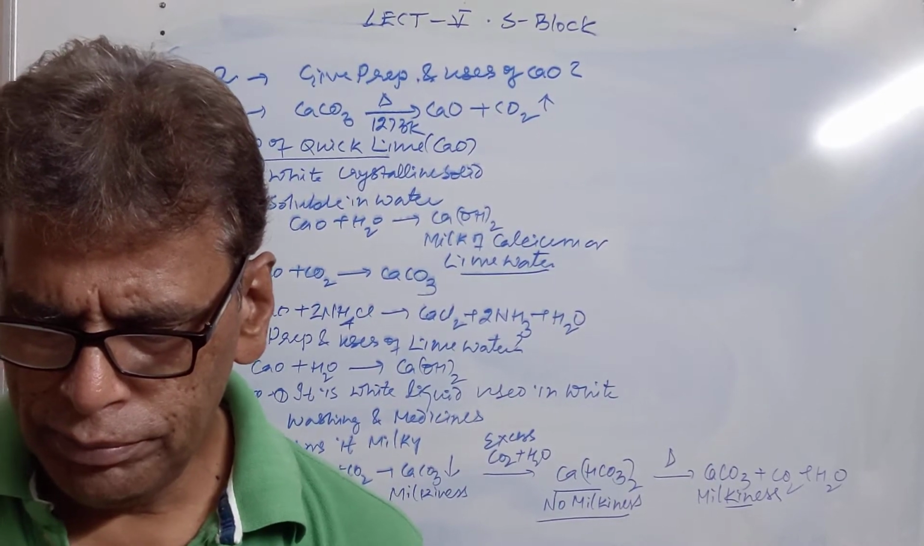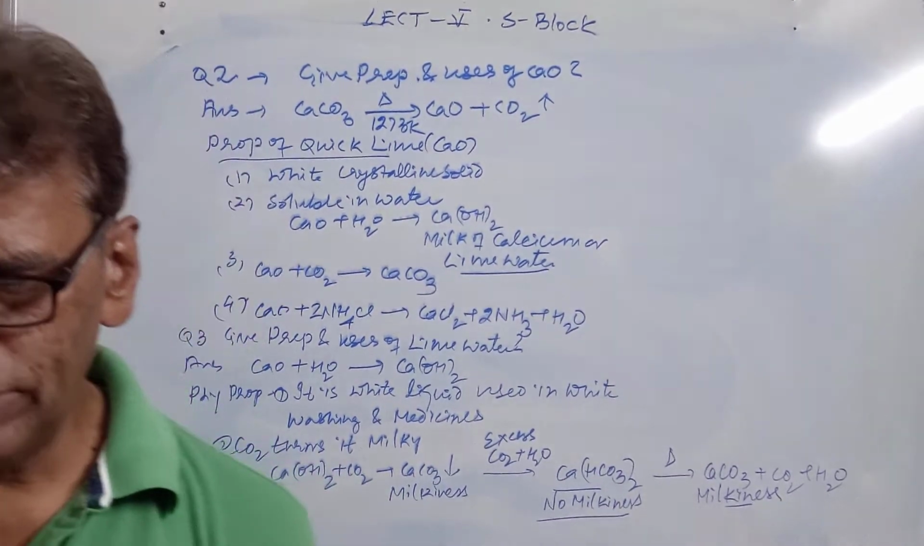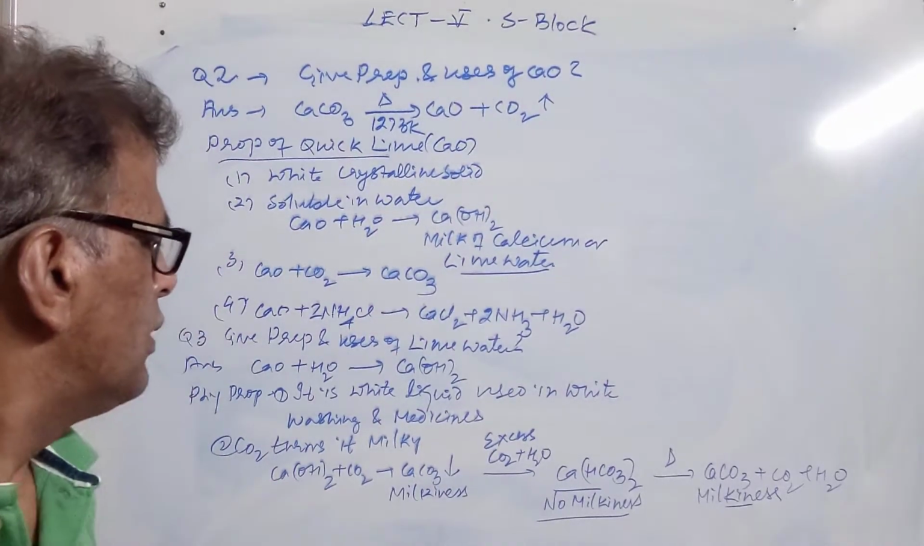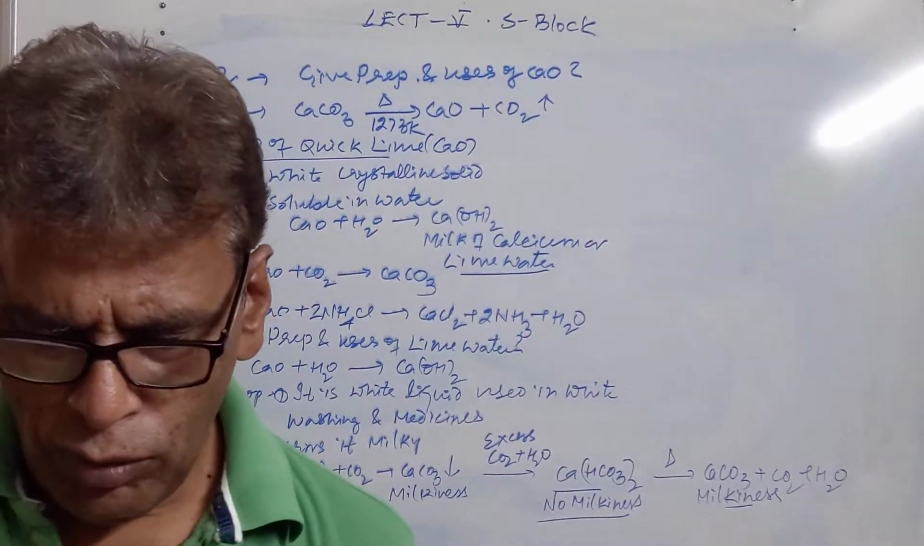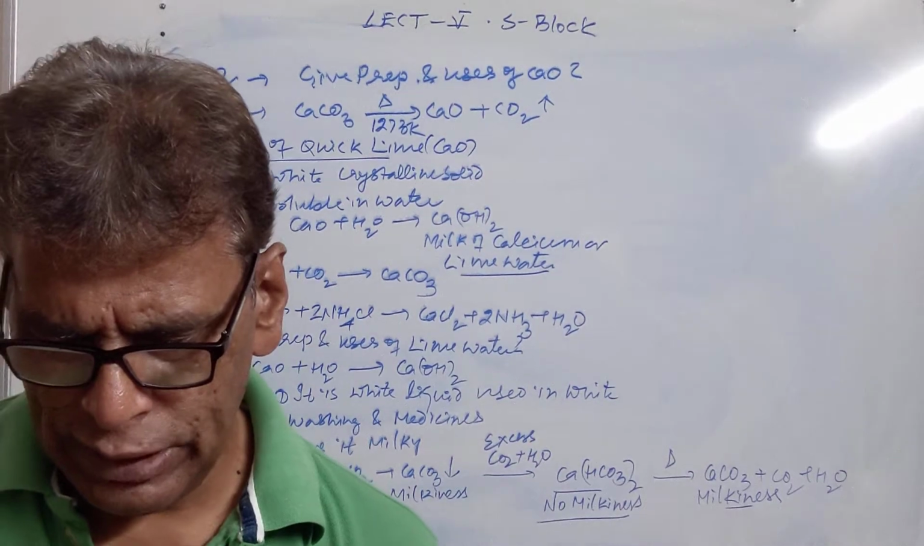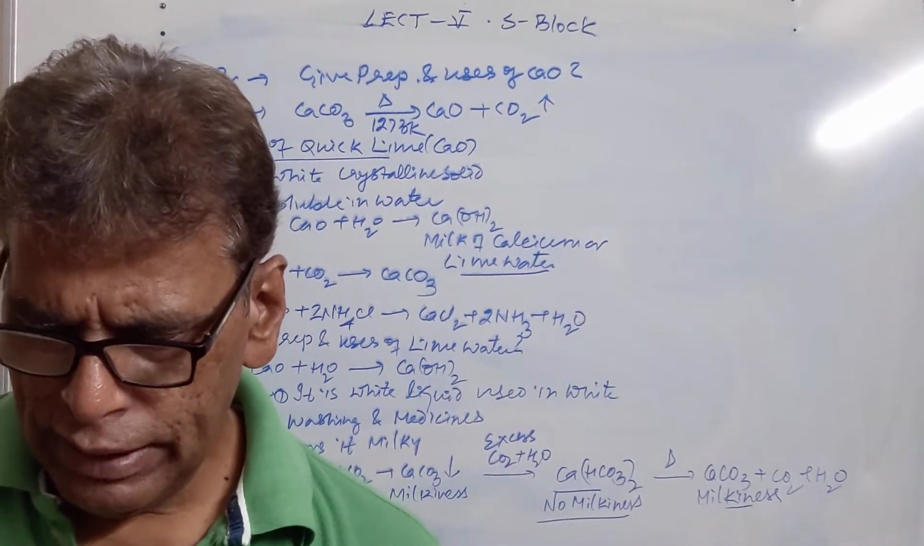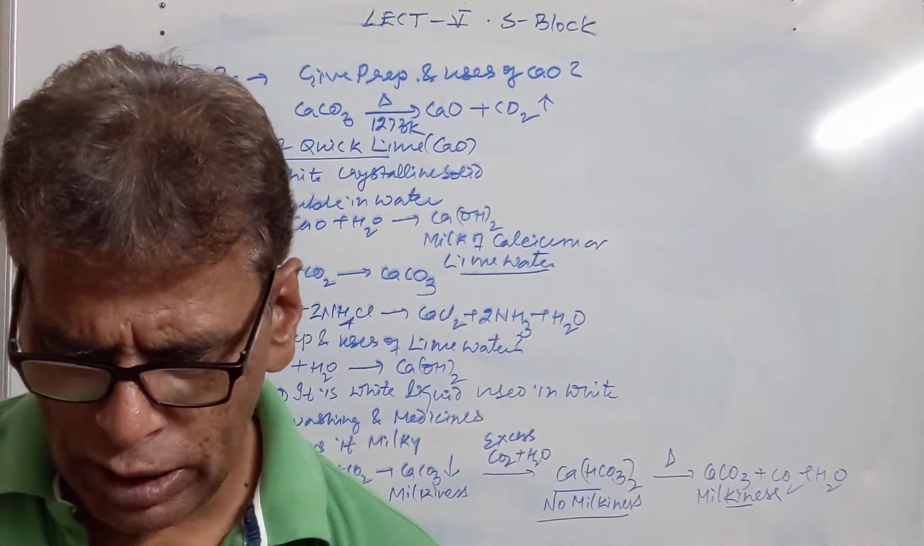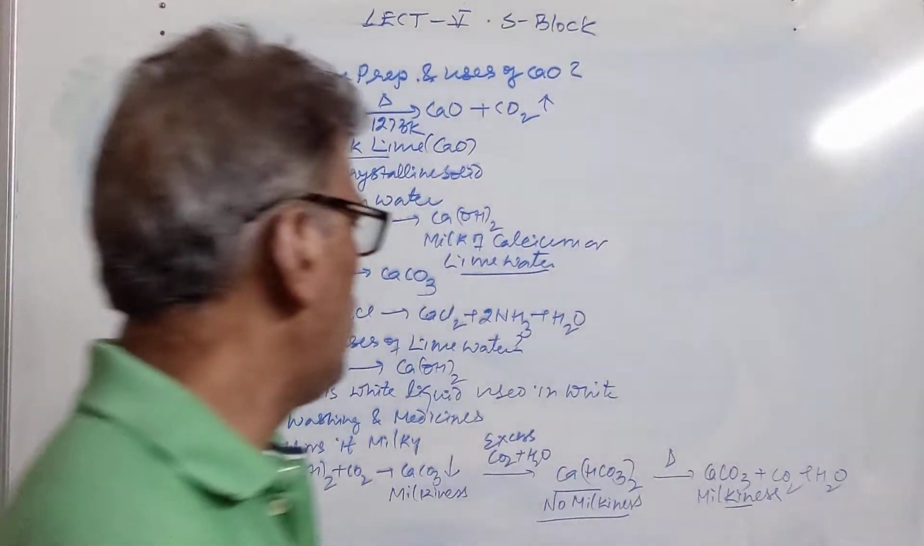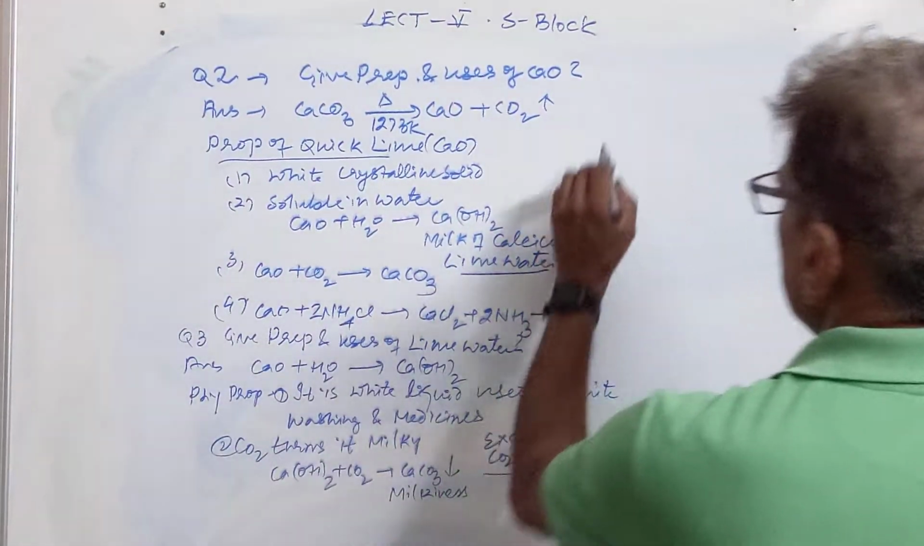Then we have, it is a white fluffy solid, Ca(OH)2. Next, CaCO3 is calcium carbonate, preparation of calcium carbonate.